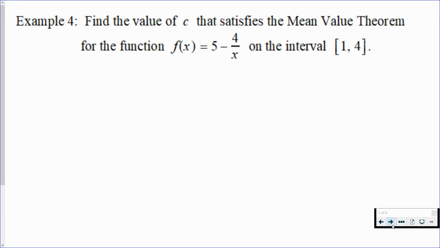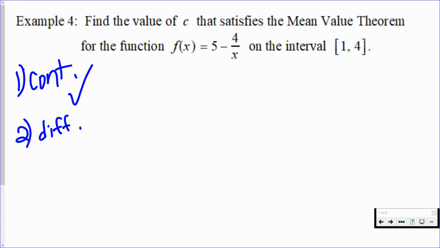We have the function 5 minus 4 over x on the interval 1 to 4. So first thing we need to check still, is it continuous? And this one, the only place this function is not continuous is at 0, and 0 is not on our interval. So we are continuous on this interval. The next thing we need to check is, are we differentiable? Okay, so let's think about taking the derivative.